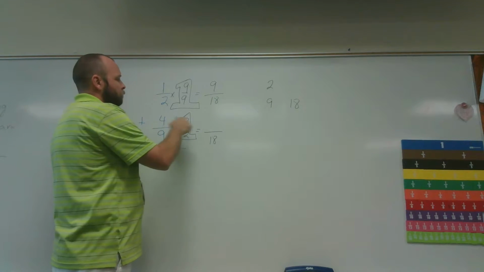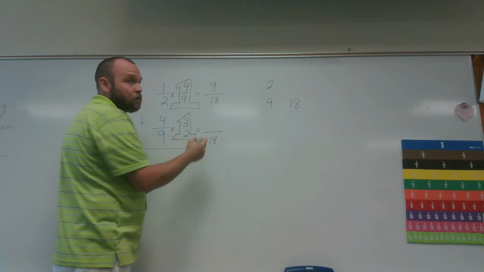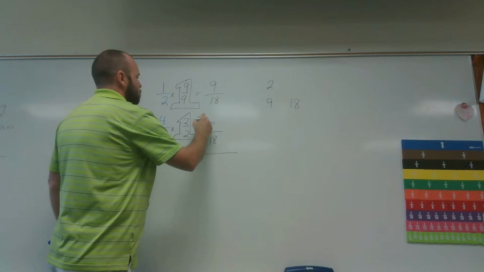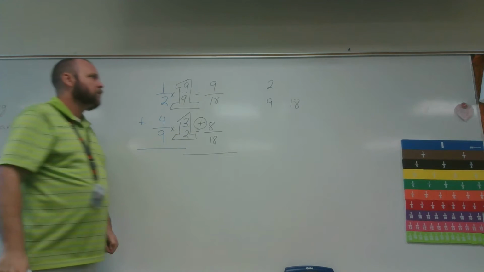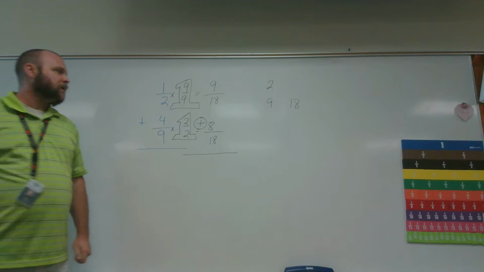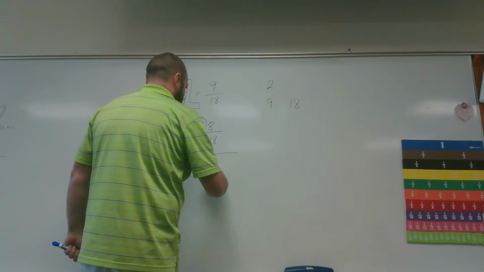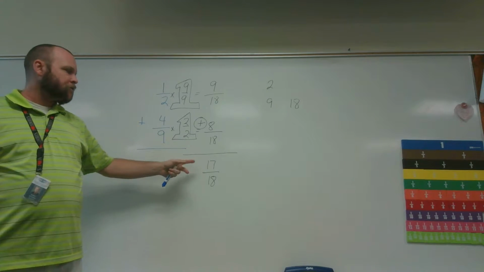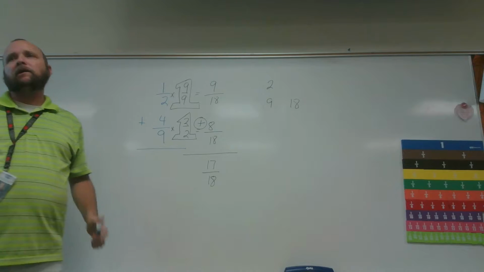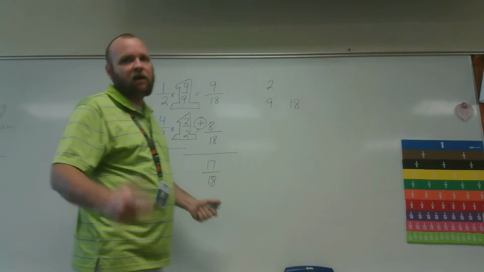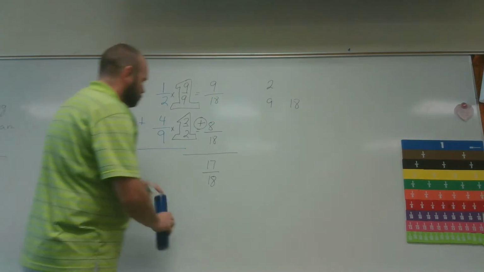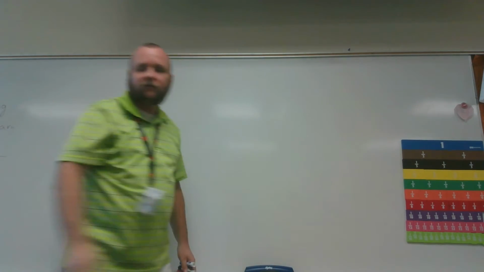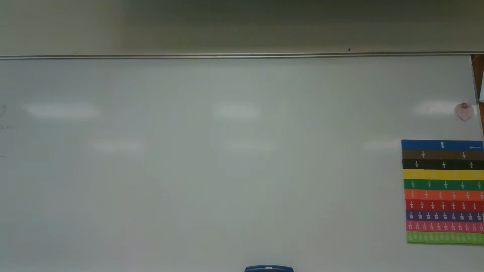4 times 2 is? 8. This is an addition problem. 9 eighteenths plus 8 eighteenths is 17 eighteenths. Now we have to simplify. And remember, if there's one difference between the numerator and denominator, it can't be simplified. So it's done. I got it right. What was the answer? 17 eighteenths.